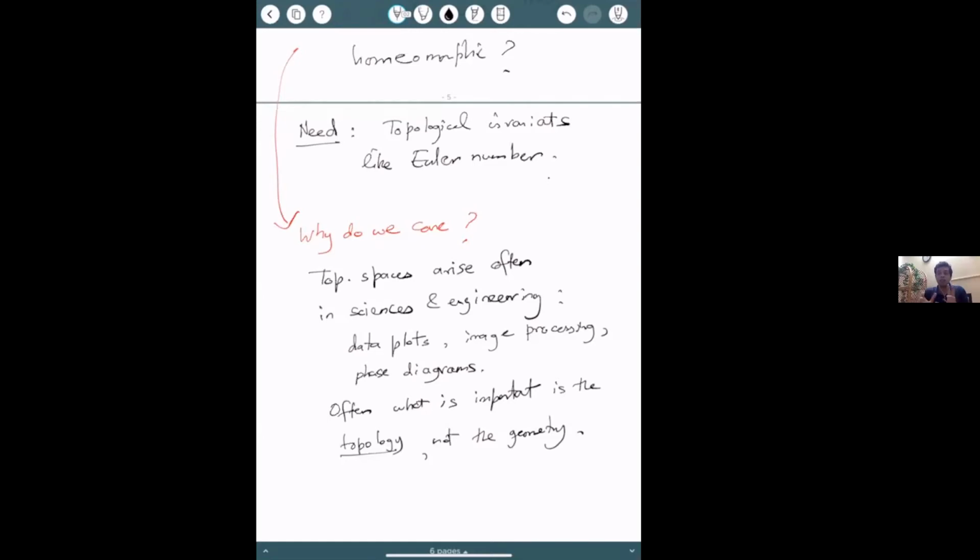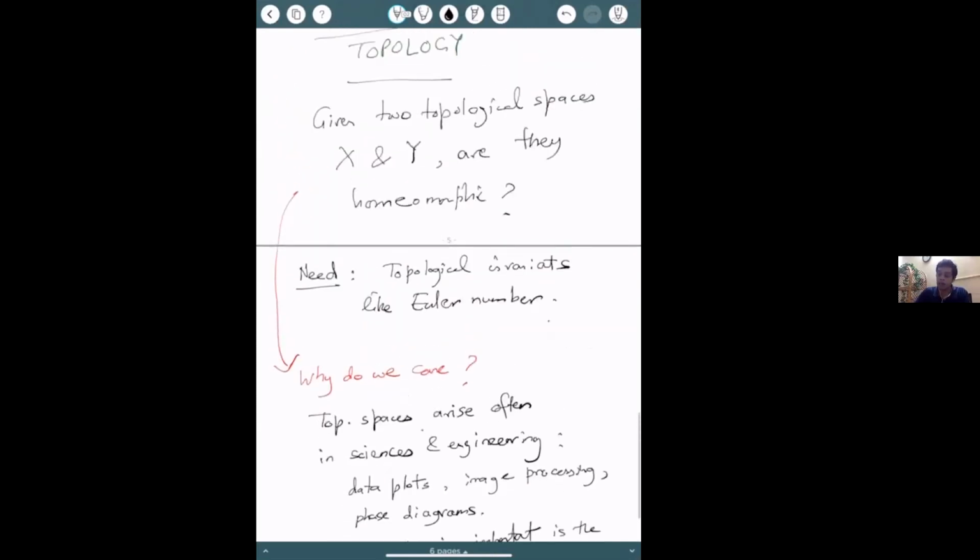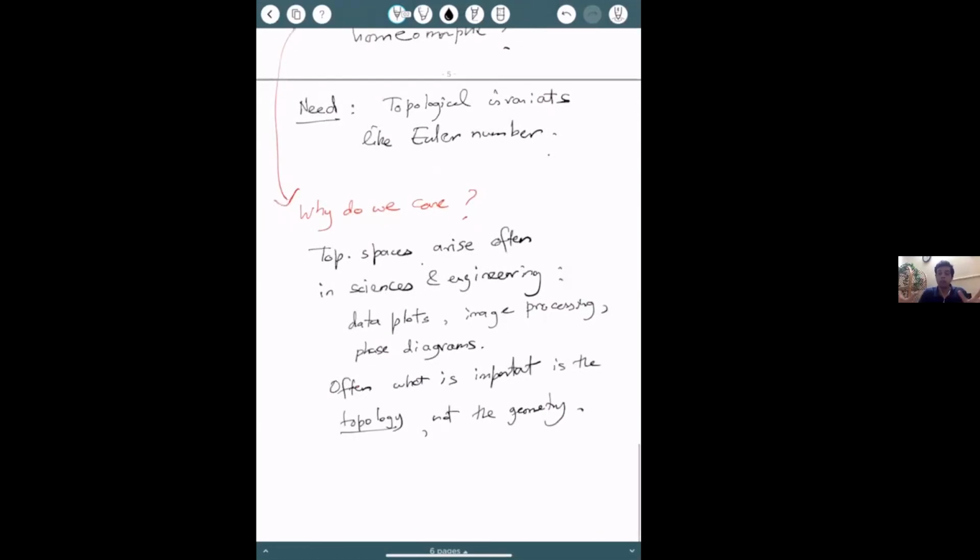So there are places where the notion of topological equivalence, where you're caring about topological equivalence rather than any other more rigid notion of equivalence, makes more sense. And so this is why topology, and the basic problem in topology, understanding when topological spaces are homeomorphic, is important, and it's used.